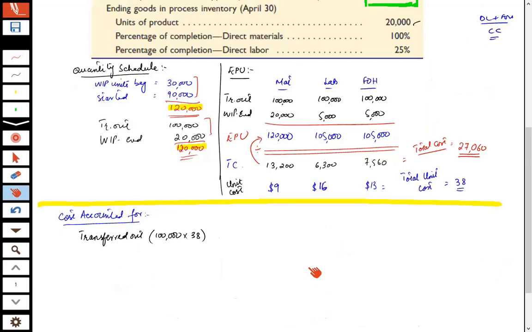Let me check. There is something you have done wrong. You have calculated unit cost wrong. 13,200 divided by 120,000, how have you calculated it? It is not this divided by this. It is cost divided by units. Got it?